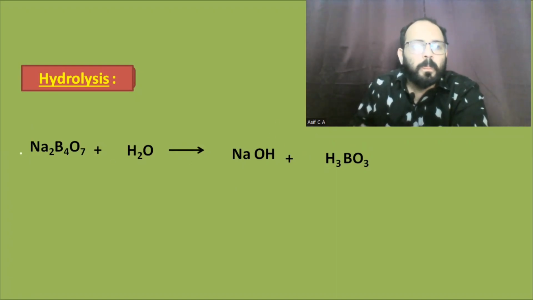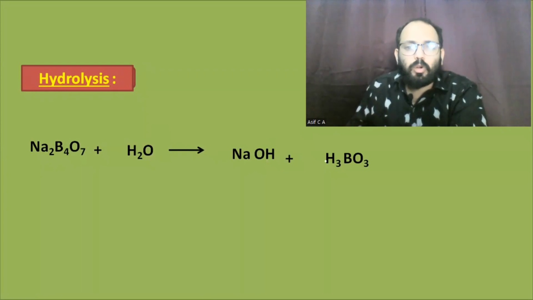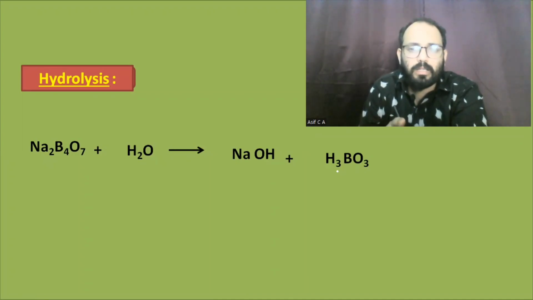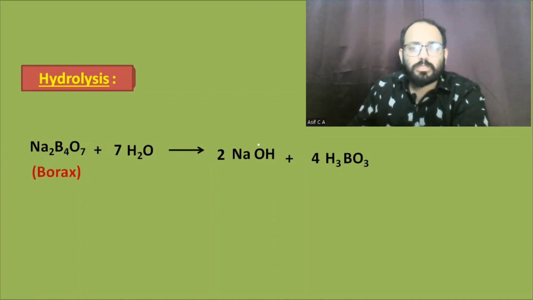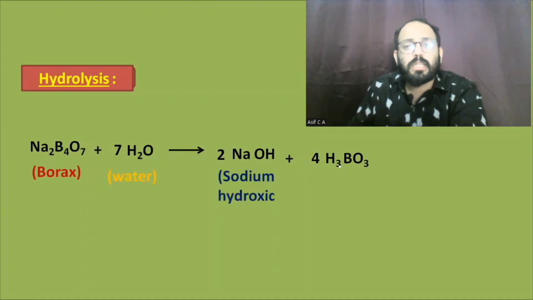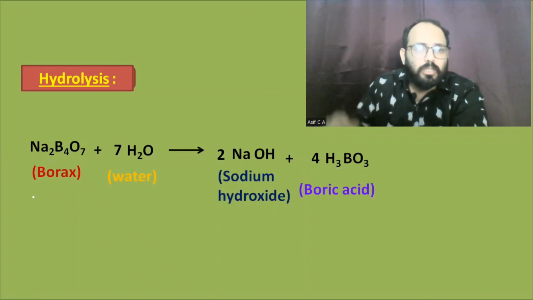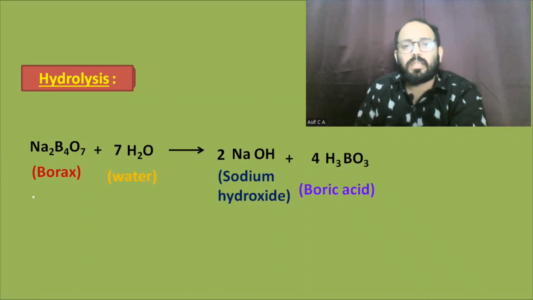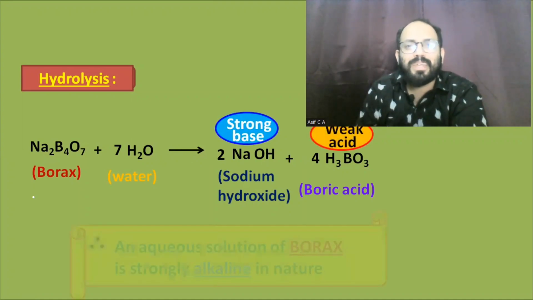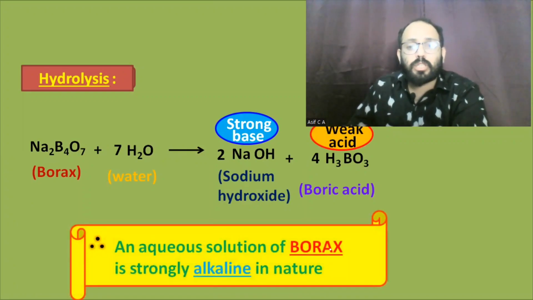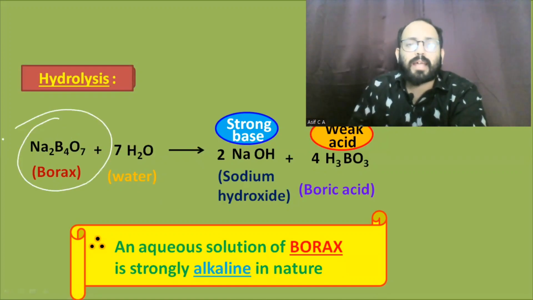Now when borax is hydrolyzed, I got NaOH and H3BO3. This is boric acid. The name itself says it is an acid, but it is a weak acid. NaOH is a strong base, and H3BO3 is a weak acid. So how will the solution be, alkaline or acidic? One is a strong base, the other a weak acid, so the solution will definitely be alkaline. Aqueous solution of borax is strongly alkaline in nature. Very important.